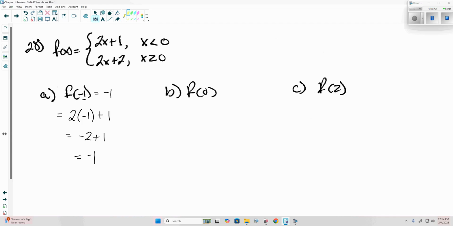All right. Let's look at B. This time we're taking f of 0. And again, we look at the two statements. X is less than 0, or x is greater than or equal to 0. Well, 0 is equal to 0, so the second statement's true, which means I'm using the second equation. We have 2 times 0 plus 2. Well, 2 times 0 is 0, and 0 plus 2 is 2.